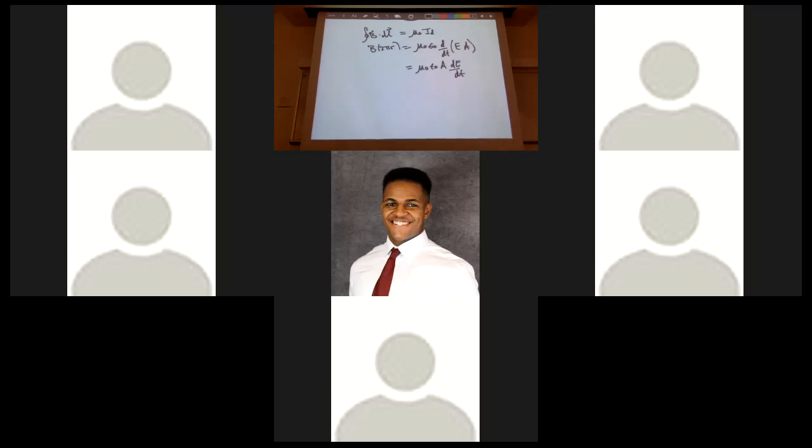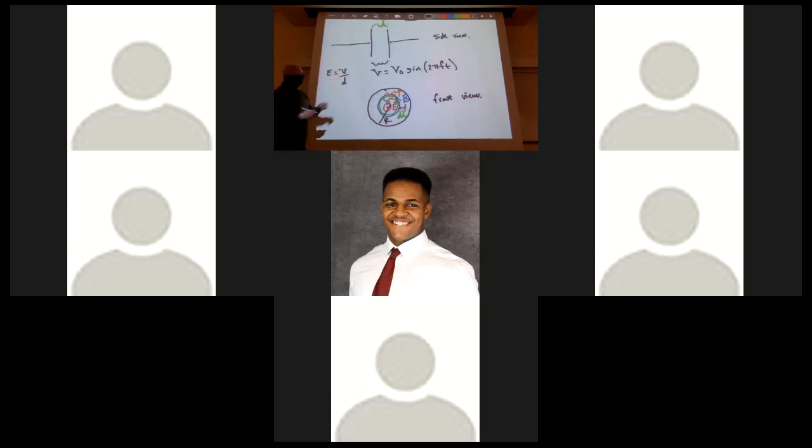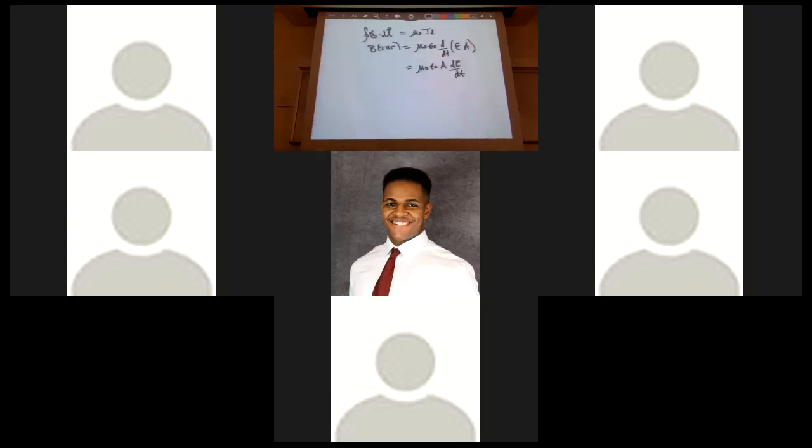Now, again, what we said on the previous page is the electric field is the same thing as the potential divided by the distance. So let's replace that. So this is going to be equal to mu naught epsilon naught area divided by distance times the time rate of change of the potential, because the distance between the plates is constant. It's not increasing or decreasing, only the potential is sinusoidally changing. Everybody's okay? So this is now mu naught epsilon naught area divided by distance times the time rate of change of V zero sine of 2 pi f t.